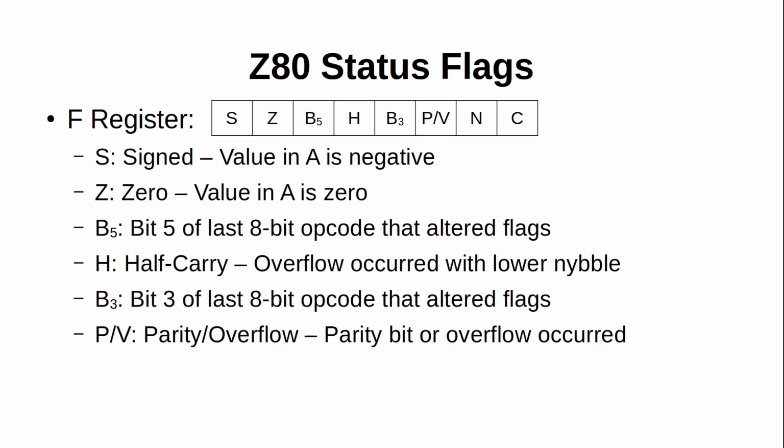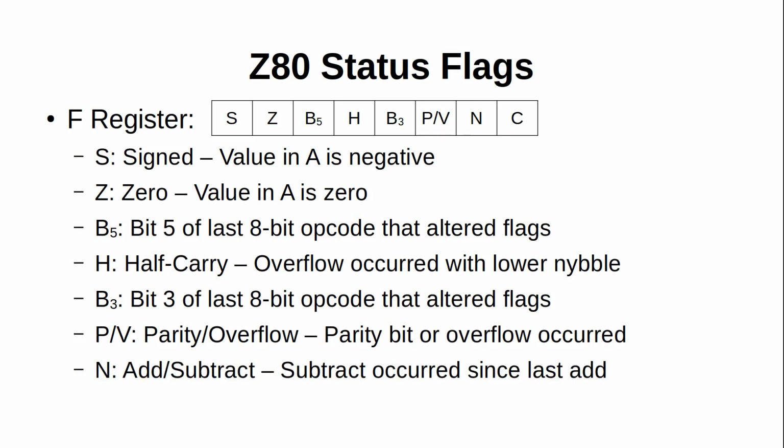Skipping ahead to bit 2 is the dual-named PV bit, which does double duty as a parity bit and an overflow flag, depending on which instruction was used. There are other uses for it too, but most of the time it is used for overflow, which means that the resulting sign of an operation is not what would be expected.